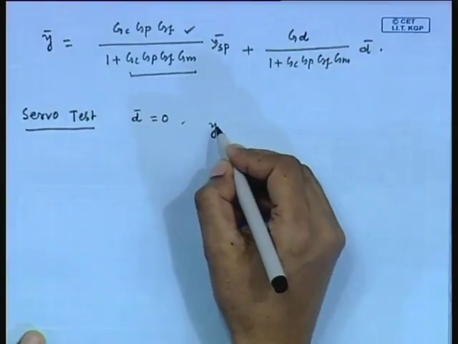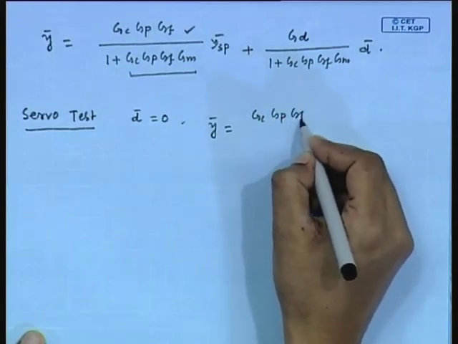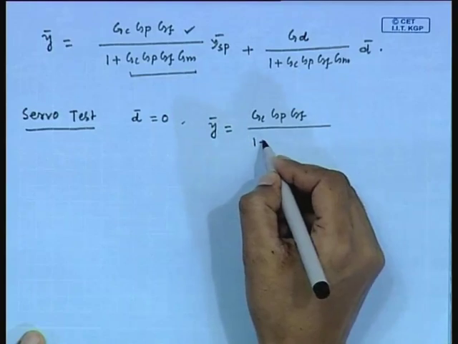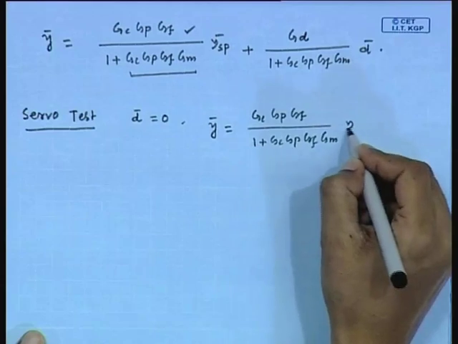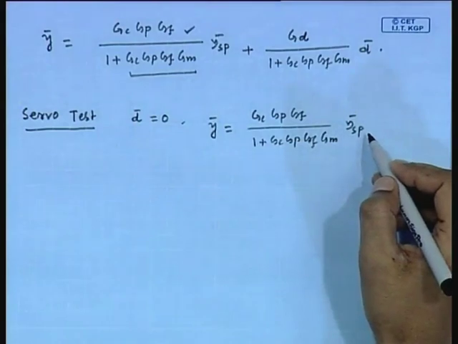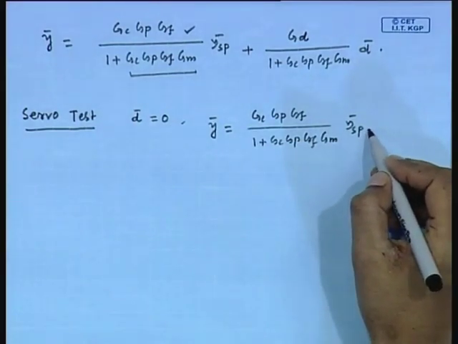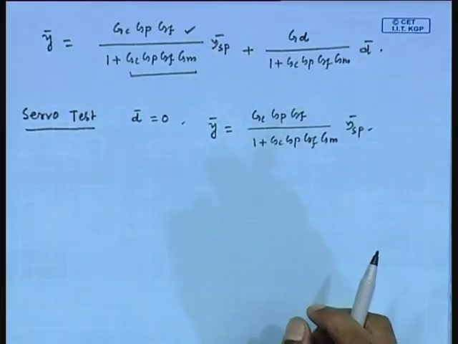So, closed loop transfer function for the servo problem becomes GC, GP, ZF divided by 1 plus GC, GP, GF, ZM, Y set point. This is the closed loop transfer function for the servo problem. Now, introducing step change, maybe sinusoidal change in Y set point, and by taking inverse of Laplace transform, we can know the transient response YT. Fine, by that way we can test the controller.